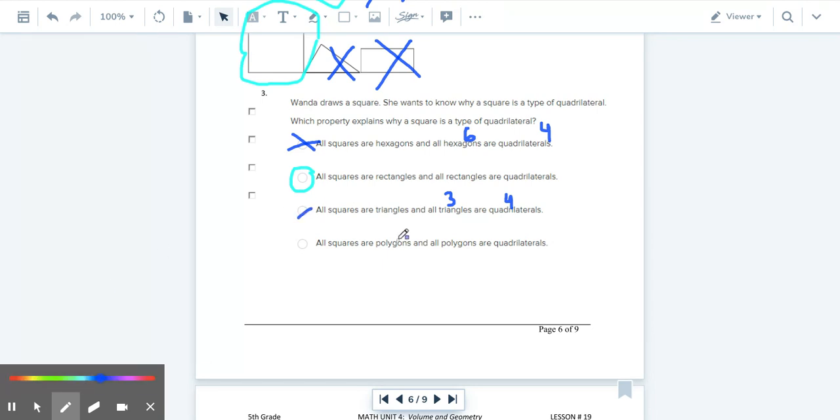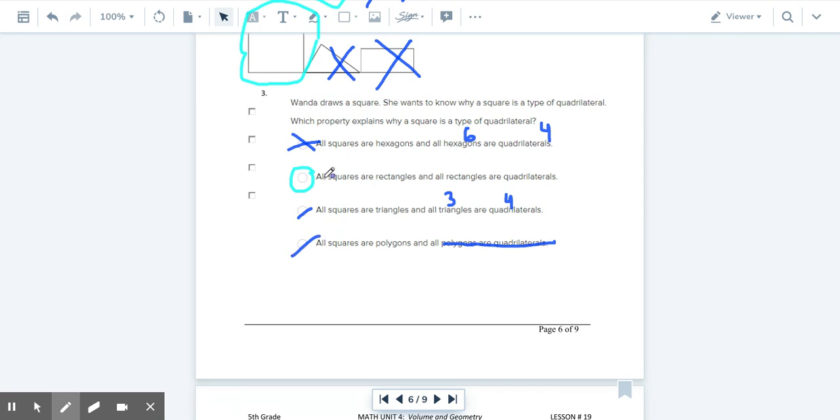All squares are polygons, and all polygons are quadrilaterals. Well, polygons can be a number of different shapes. Yes, polygons can be quadrilaterals, but there are also different types of polygons. Can you name one? Exactly. A polygon could also be a triangle, a hexagon, or an octagon. So not all polygons are quadrilaterals. And therefore, that doesn't prove why a square is a quadrilateral.